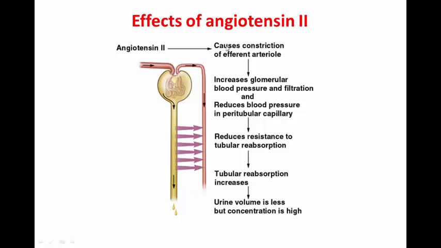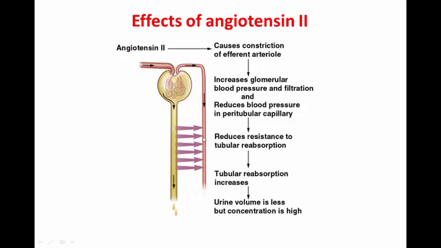So angiotensin II causes constriction of the efferent arterioles in the kidneys. These are the afferent arterioles and these are the efferent arterioles. And when the efferent arterioles are constricted, the pressure in the glomerular capillaries increases, and hence filtration increases, while the pressure in the peritubular capillaries is reduced.